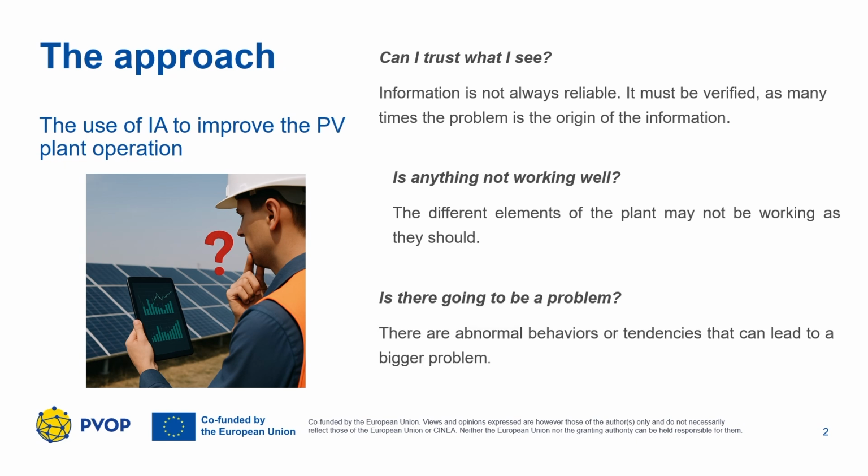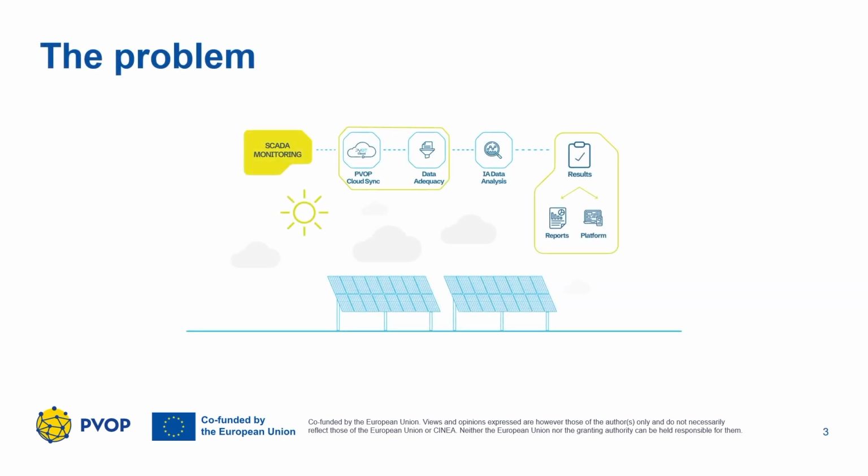Is there going to be a problem? There are abnormal behaviors or tendencies that can lead to a bigger problem. This question must be answered for different types of plants with different technologies.